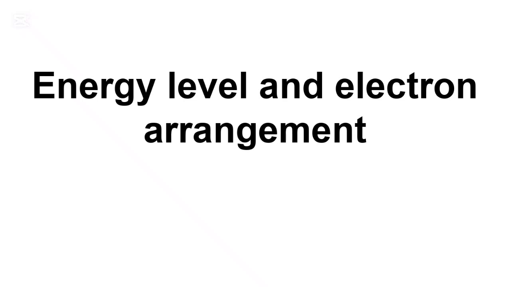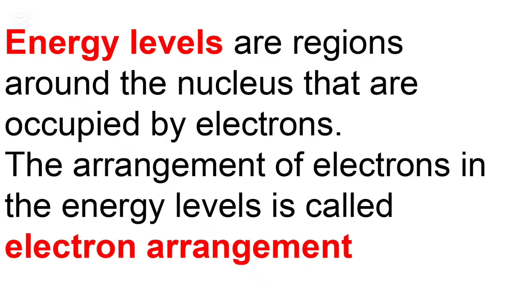Our topic today is energy levels and electron arrangement. Welcome. Energy levels are regions found around the nucleus that are occupied by electrons. Earlier on, we learned that electrons are subatomic particles which are found outside the nucleus. So they are usually arranged in these energy levels. The arrangement of the electrons in the energy levels is called electron arrangement.